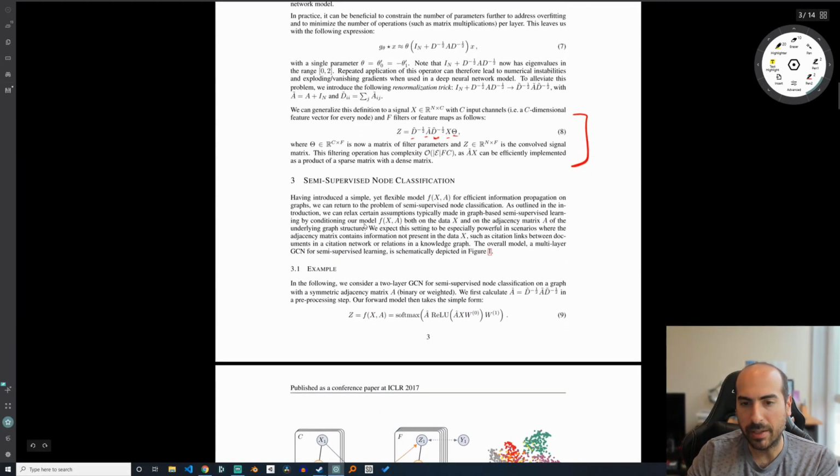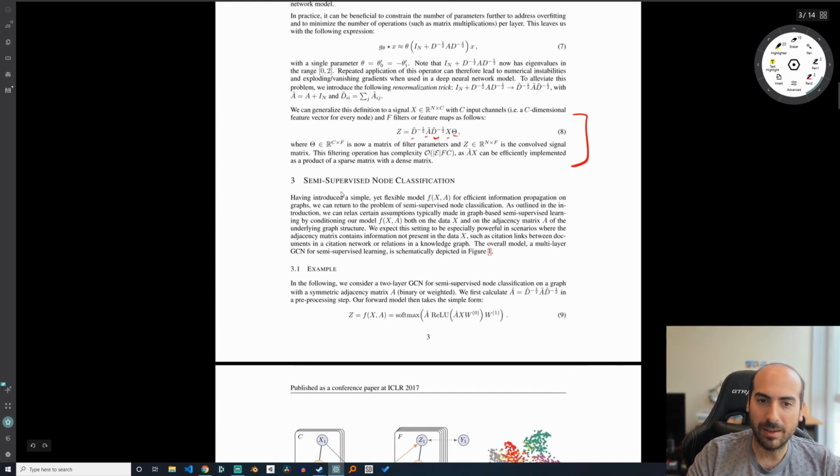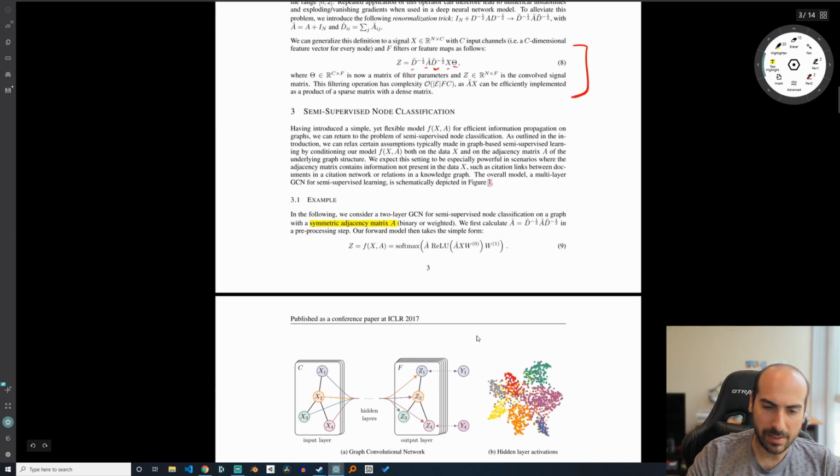Okay. So if you want to do classification of this, I think this is definitely the harder part, right? Which is just the operation. But then having introduced a simple model, you can get it back to the problem. So we consider a two-layer GCN for semi-supervised node classification with a symmetric adjacency matrix. Yeah, so that happens, I guess, if let's say this is a citation graph. So basically undirected. Symmetric means undirected. And so they first calculate A-hat as a pre-processing step.